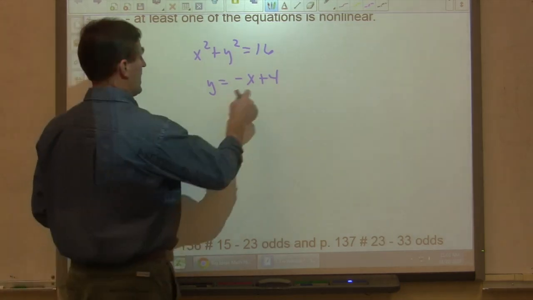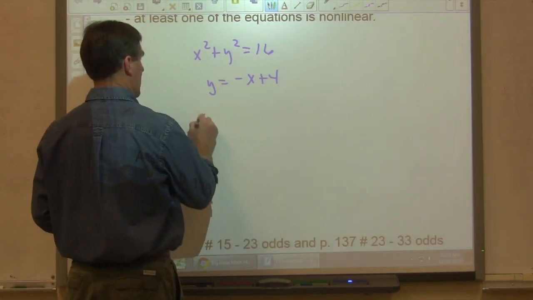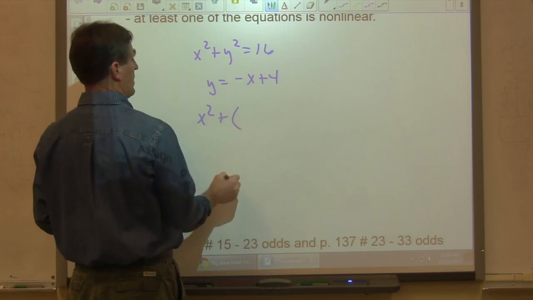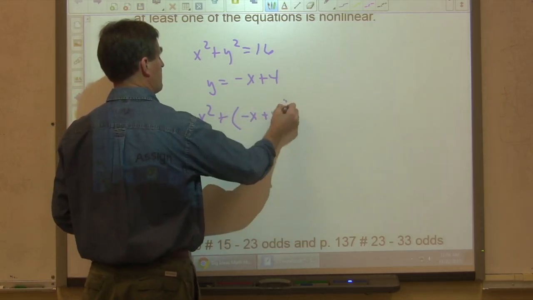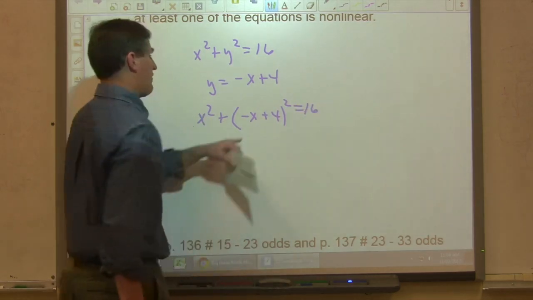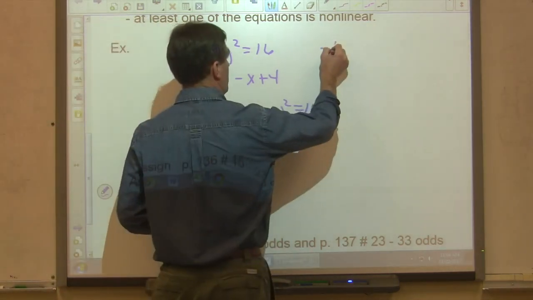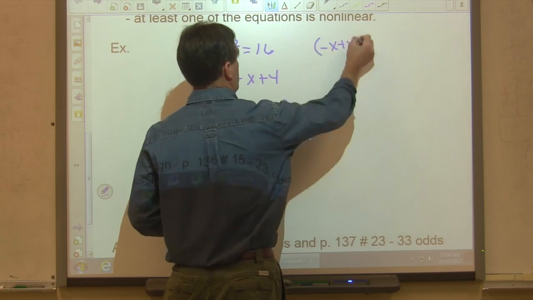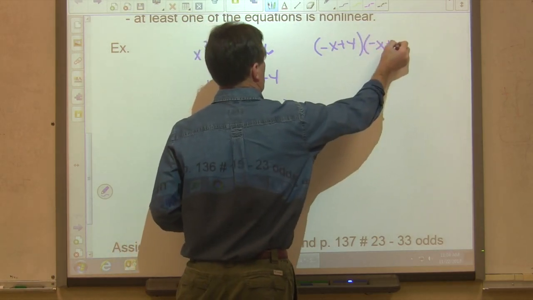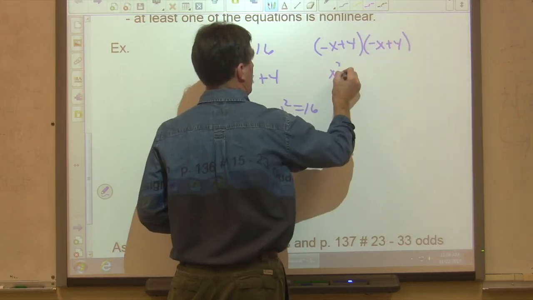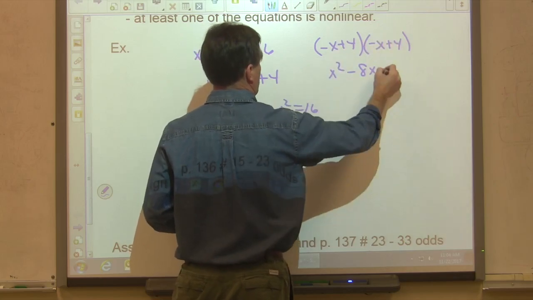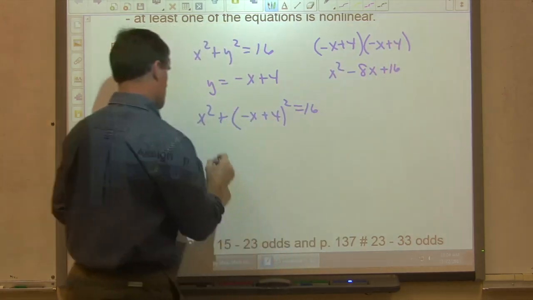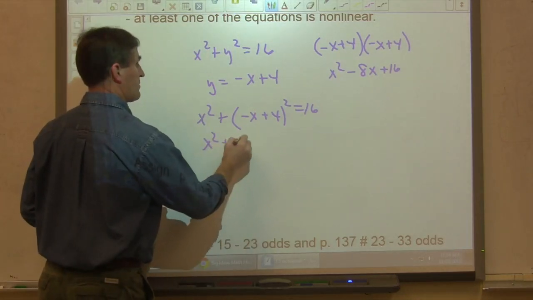So if you did this, again, I would just substitute this in. So x squared plus, so I go parentheses, and I replace the y. So I have to remember, I have to square this now. So negative x plus 4 times negative x plus 4, which is x squared minus 8x, because we get a minus 4x and minus 4x plus 16. So I'm going to plug that in.